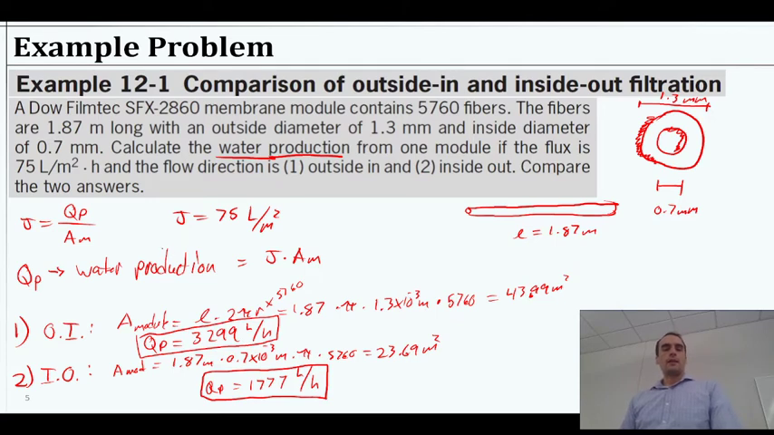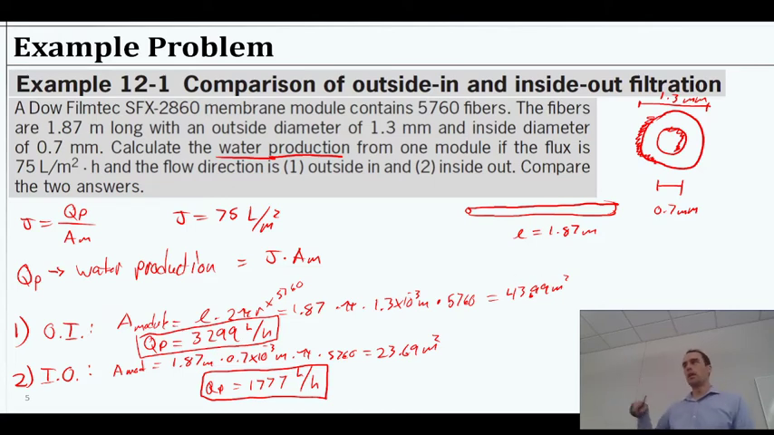So we take the length in meters times 2 pi r, which is the circumference of a circle. So pi times diameter. It'll be 1.87 meters times pi times, for outside in, the outside that is going to be doing our filtration, 1.3 times 10 to the minus third meters. So millimeters, a thousandth of a meter, times the number of membranes, the little hollow fibers, gives us a total surface area for the module of about 44 square meters.